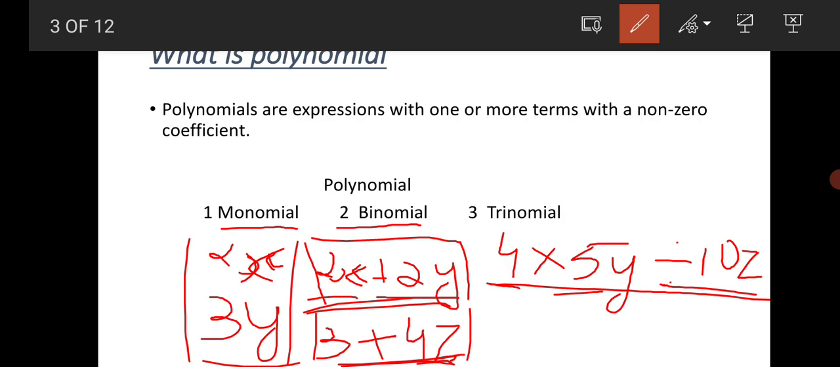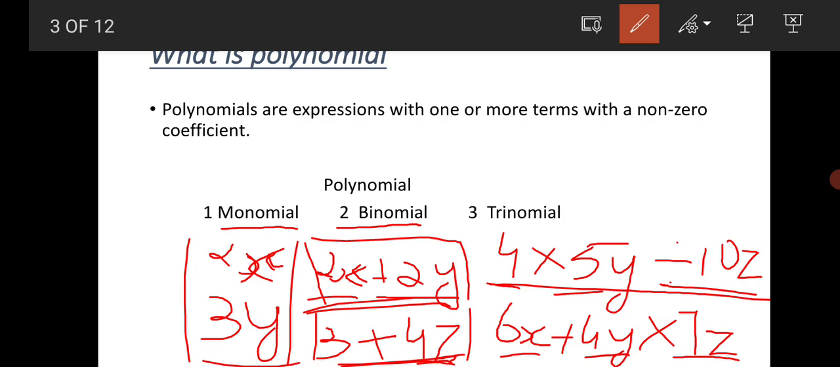And I will give one more example of trinomial. You can see now: 6x plus 4y into 7z. This is the first term and this is the second term. Finally this is the third term. This expression contains three terms and it is called a trinomial. We will move to the next slide.